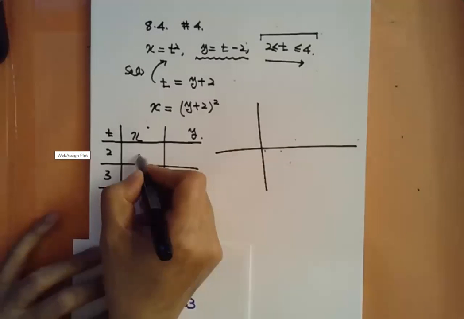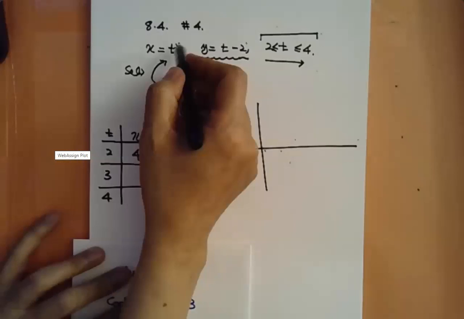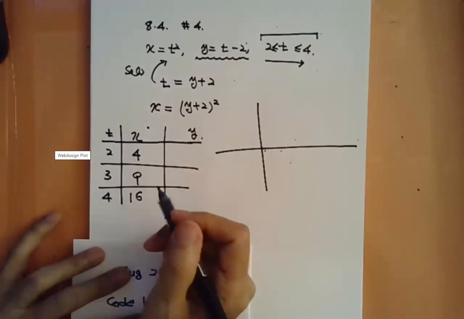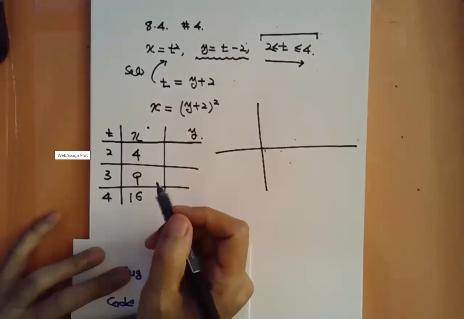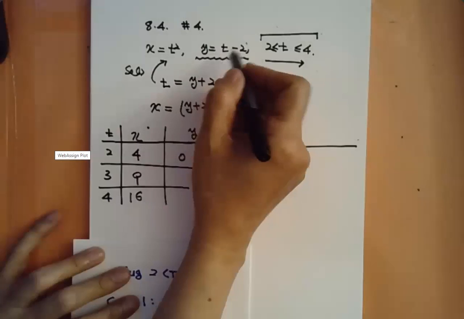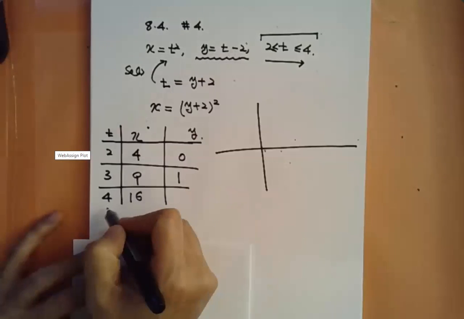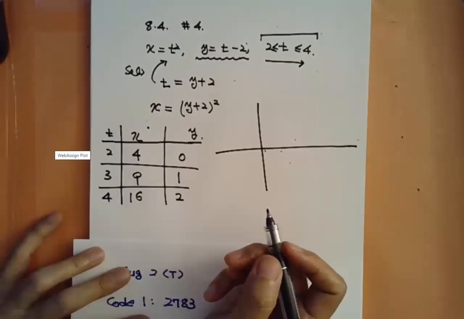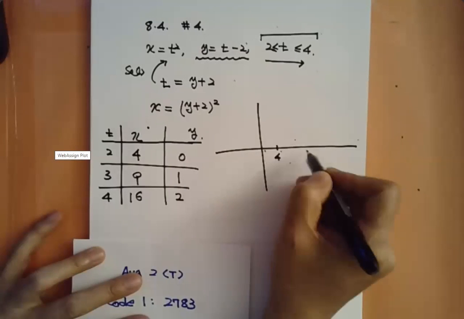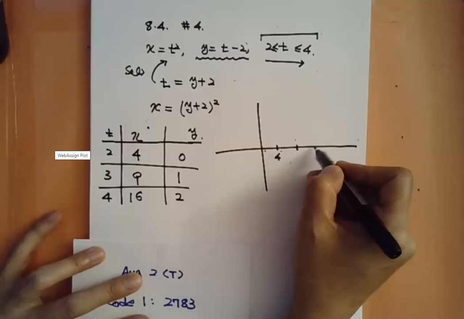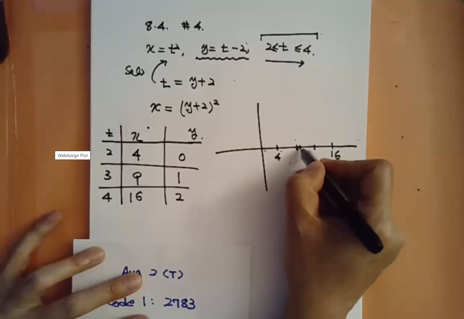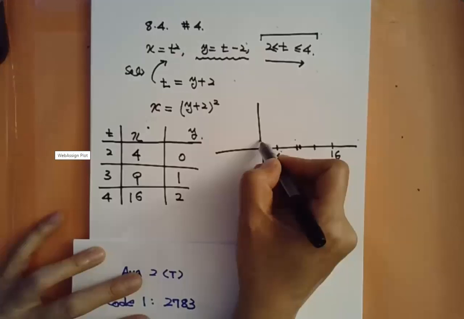When t is 2, x is 4, t squared. t is 3, then x is 9. t is 4, x is 16. And when t is 2, y equals 2 minus 2 will be 0. When t is 3, 3 minus 2 is 1. When t is 4, 4 minus 2 is 2. So the graph will be something like this: 4, 8, 12, 16. 4, 8, so 9 will be somewhere here. And let's say this is 0, 1, 2.